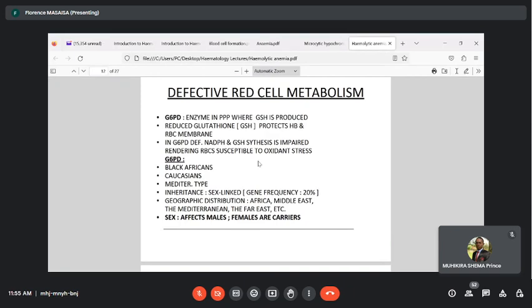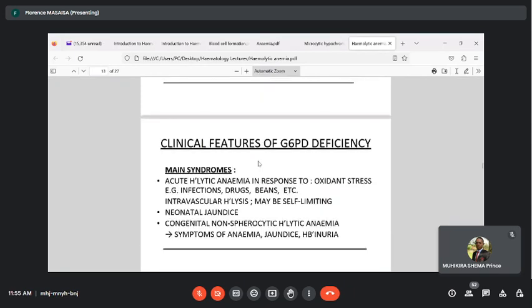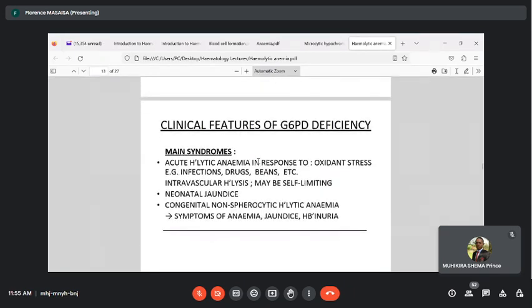Again, clinical manifestation: it's usually spontaneous hemolytic anemia when there is exposure to stress. There are some factors which may induce the hemolysis. If the patient is exposed to those stressors, that's when he will develop hemolytic crisis. When he's not exposed to those factors, the patient will keep a normal life.